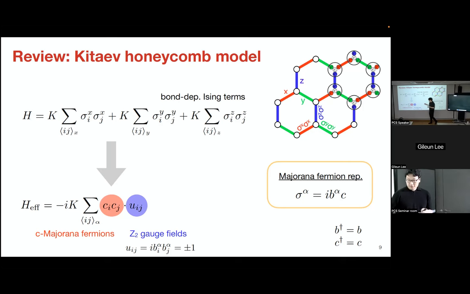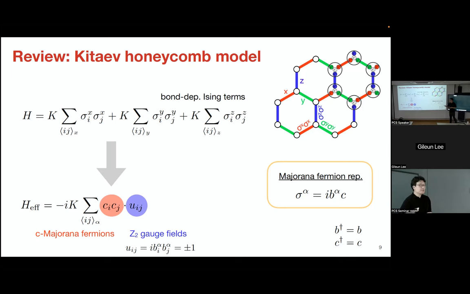So it's quite easy now. Why? We have a classical variable here. Only this effective Majorana Hamiltonian is quadratic in terms of the c Majorana fermion. Simply speaking, we have a quadratic Hamiltonian of the c Majorana fermions coupled to this static Z2 gauge field. That's why we can solve this model exactly. We just diagonalize the quadratic Hamiltonian, and the ground state is a quantum spin liquid phase. We call it a Kitaev spin liquid.